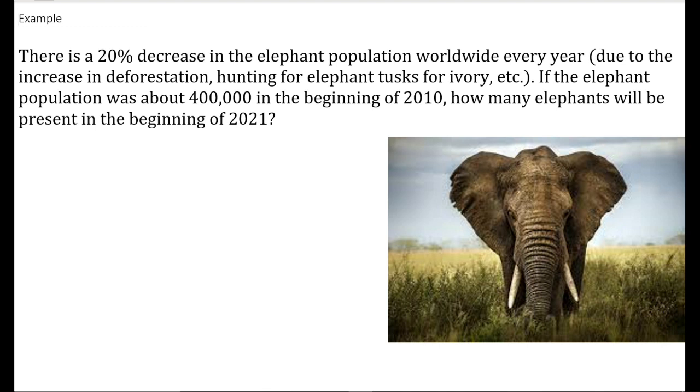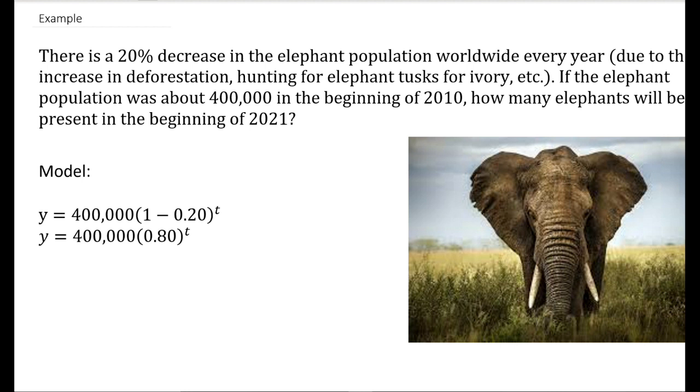If the elephant population was about 400,000 in the beginning of 2010, how many elephants will be present in the beginning of 2021? So notice that's a difference of 11 years, right? So after 11 years, what would the population become if it follows this exponential model? So we're going to need to come up with the model first, right? So the model for the elephant population can be given by 400,000 times 1 minus r. We're using minus because we're doing a population decrease, and this is our 20% decrease in the elephant population. So that becomes 1 minus 0.20, which is 0.80, okay, which is our model.